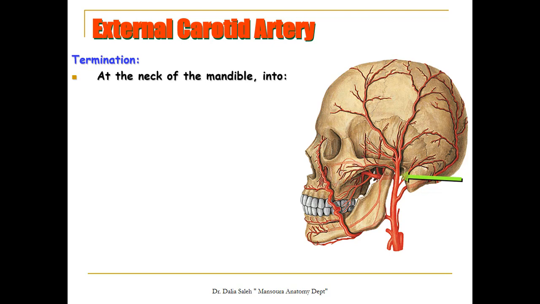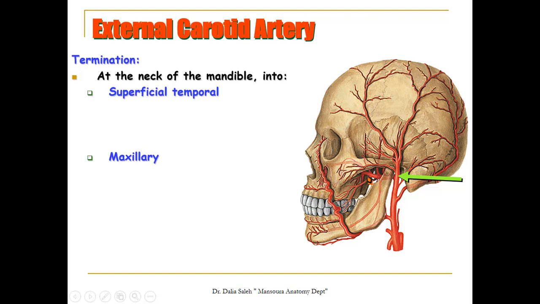The external carotid artery at the level of the neck of the mandible will divide into two terminal branches. The superficial temporal artery, this big one that lies over the temple here, lies over the temporal bone and the side of the skull. And another artery that lies deep, at the infratemporal fossa, and lies close to the maxillary bone. This is called the maxillary artery, this one.